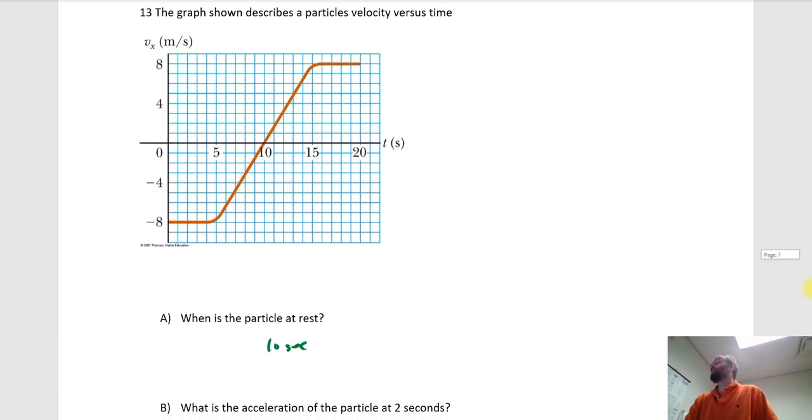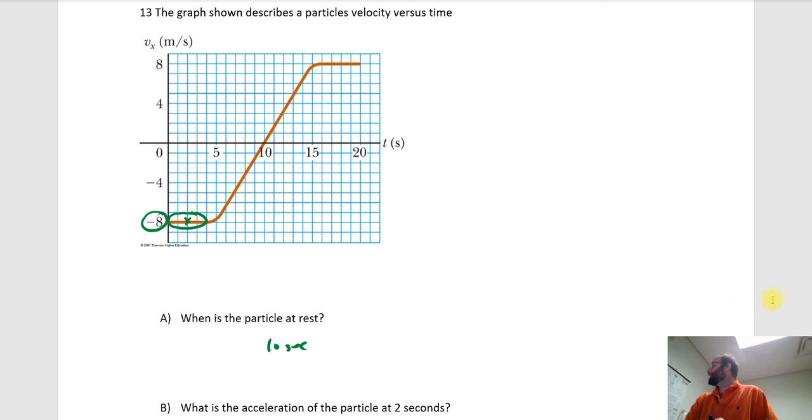Okay, here, this is a velocity graph. So this graph is telling us what this particle is doing. So for example, here on the graph, it's moving 8 meters per second to the left, assuming right is positive. And I would also point out that velocity is not changing in this region here, so this object is not accelerating. So question A, when is the particle at rest? You're looking for a spot on the graph where the velocity is 0.